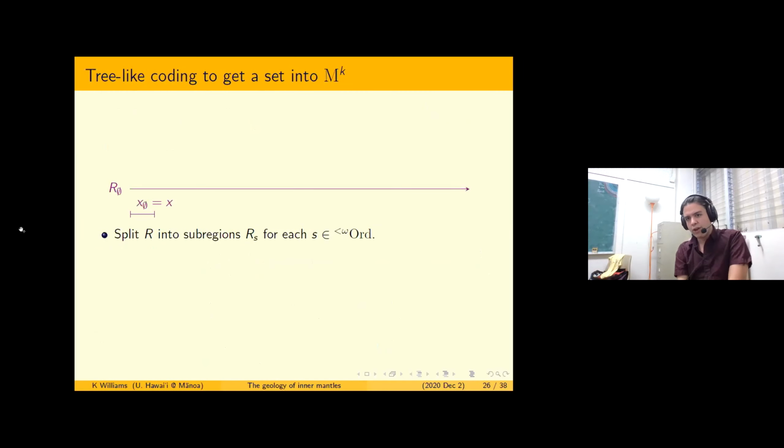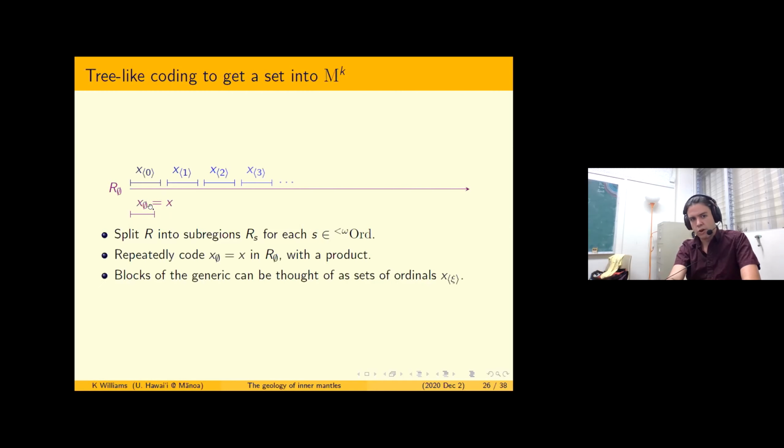And yeah, so if we want to do this, we're going to have to do what I'm going to call tree-like coding, because it's built like a tree. So again, the idea is we're going to break our region into a bunch of sub-regions. So I'm calling these R sub s, and let's break it up, say, by finite sequences of ordinals. And we're going to start with R of the empty sequence. And we have our set x, which we want to code. So what we do is you just repeatedly code it like we said on the previous slide. We get the 0, 1 pattern, the same 0, 1 pattern. We do this cofinally often.